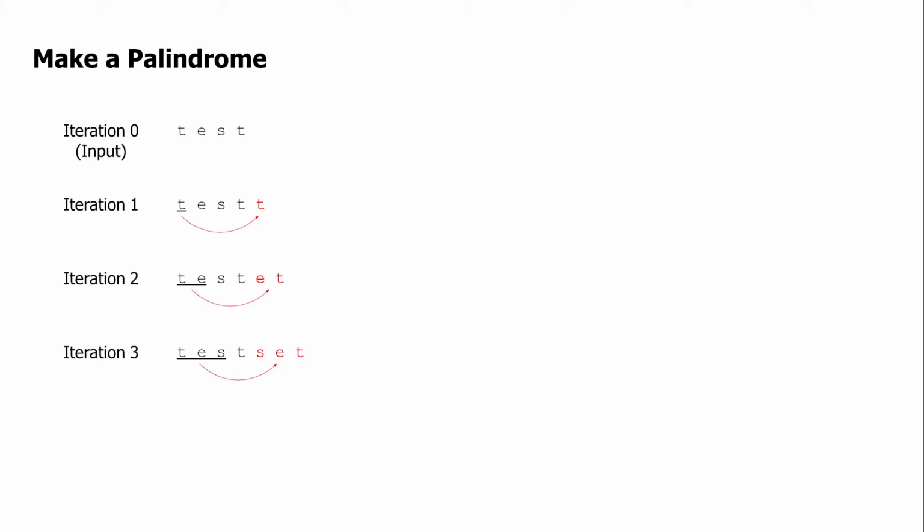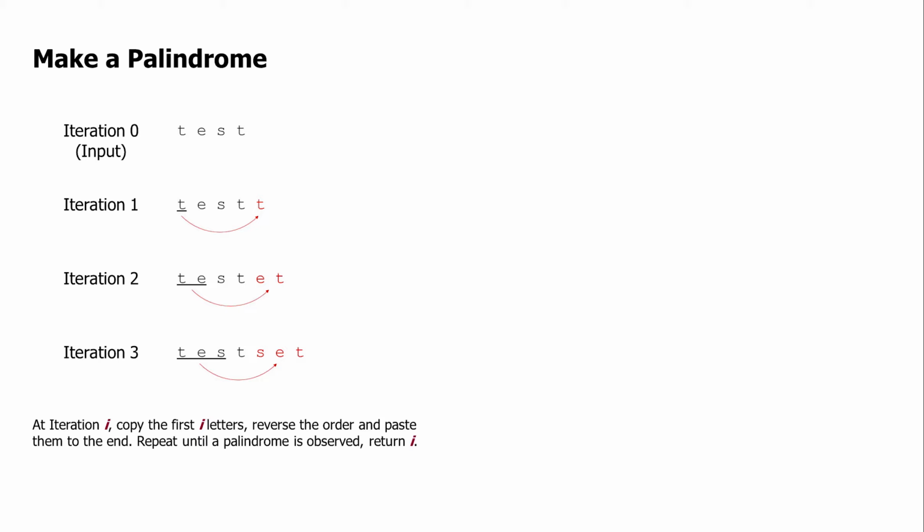Now we can summarize this process. At iteration I, copy the first I letters, reverse the order, and paste them to the end. Repeat until a palindrome is observed. Return I.